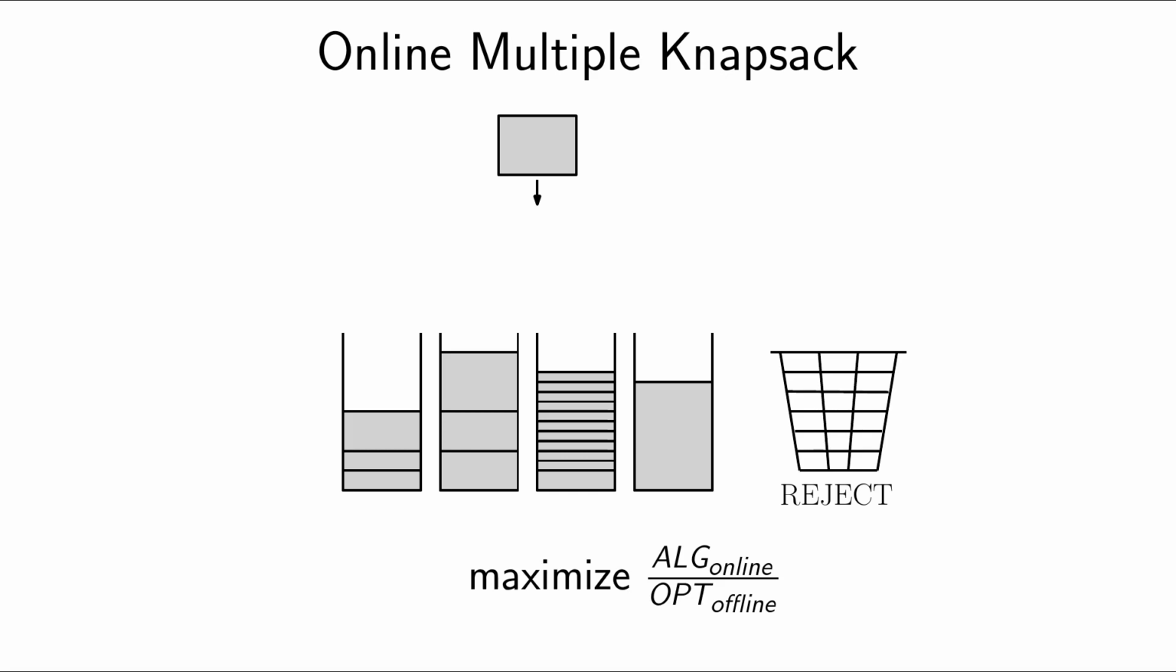Our goal is to maximize the total size of accepted items. To measure how well we did, now we compare ourselves to the optimal offline algorithm that sees the entire sequence of items in advance. In online algorithms, this is called a competitive ratio. To sum up the model, we consider an online proportional multiple knapsack, and the goal is to maximize the competitive ratio.